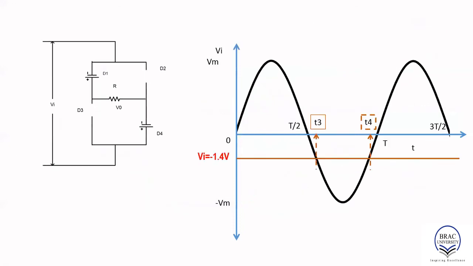So next, let's see what happens in the negative half cycle. Once the positive half cycle is over, we have the negative half cycle, which happens when T is greater than T by 2 up to T, which is Vi less than 0, negative half cycle. So when it's negative half cycle, what are we going to do? We're going to change the polarity. Okay. Polarity is changed.